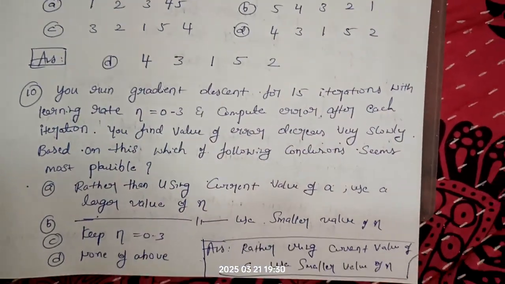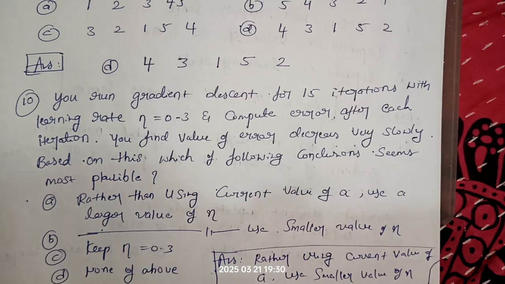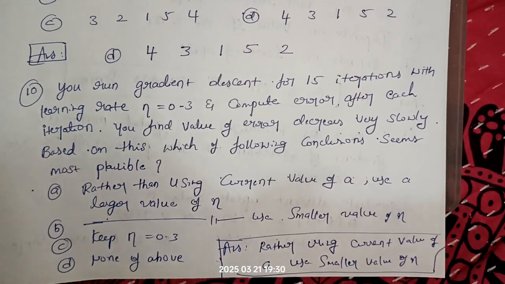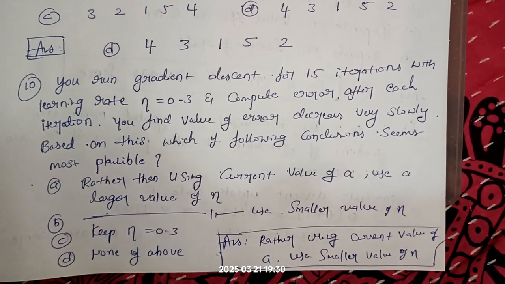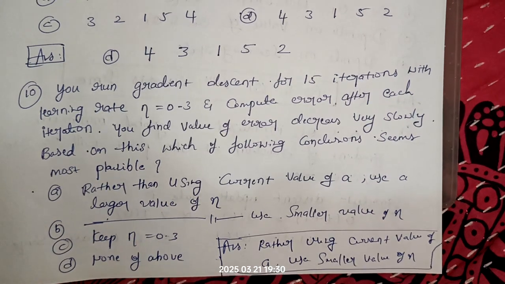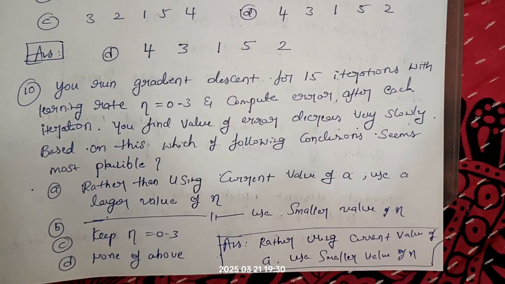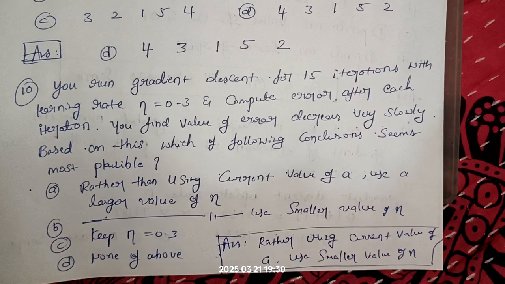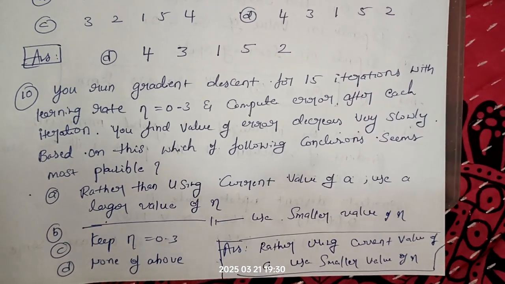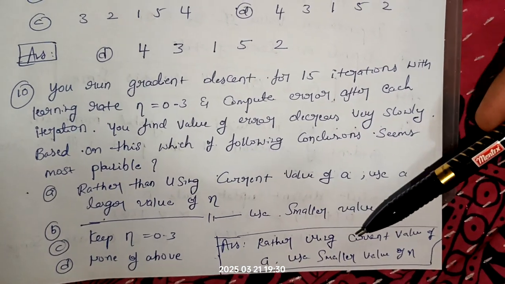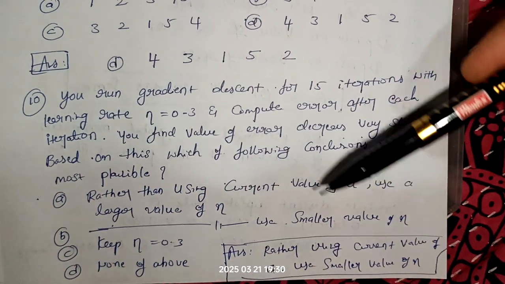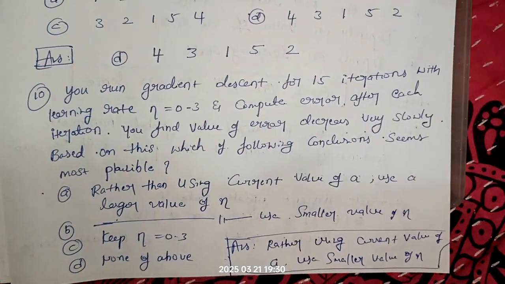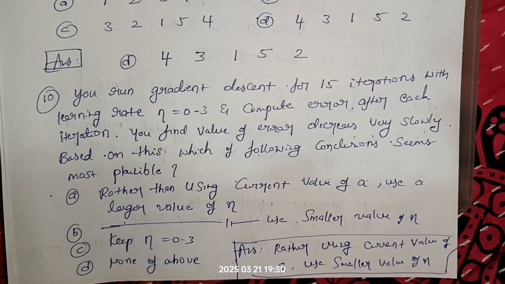And 10th one, you run gradient descent for 15 iterations with the learning rate n equals 0.3 and compute the error after each iteration. You find the value of error decreases very slowly. Based on this, which of the following conclusions seems most plausible? From the given answers, B, that is, rather than using the current value of n, use a smaller value of n. That is, B is the correct answer for the 10th one.